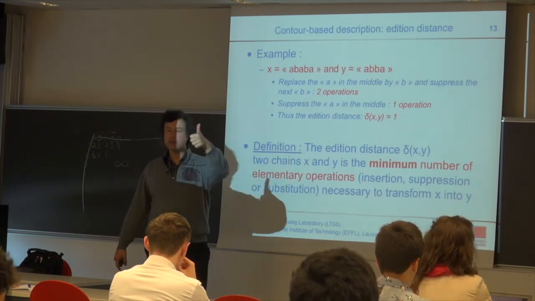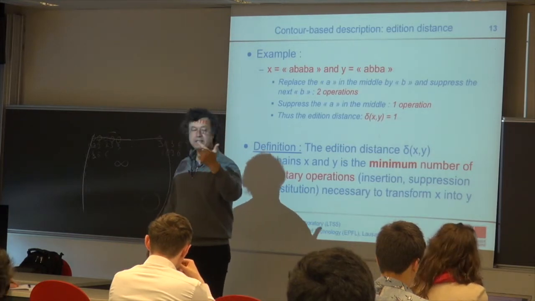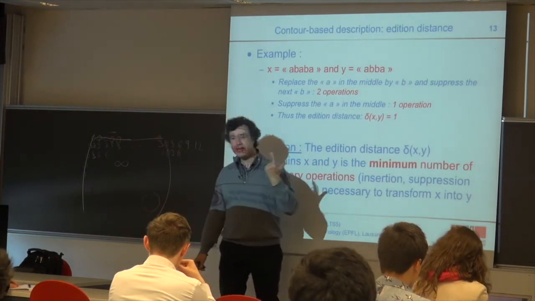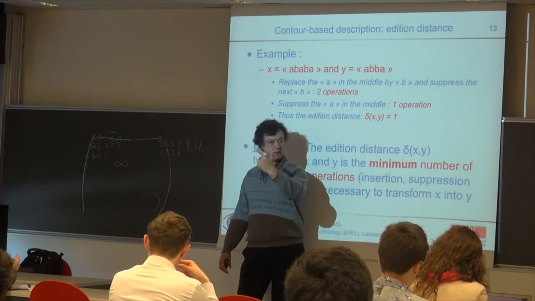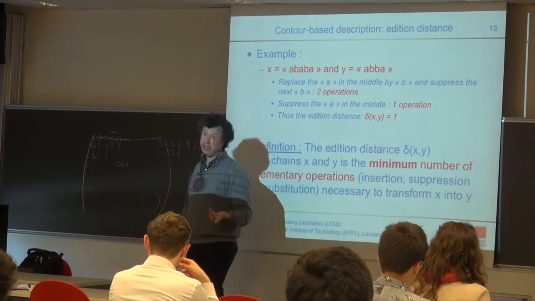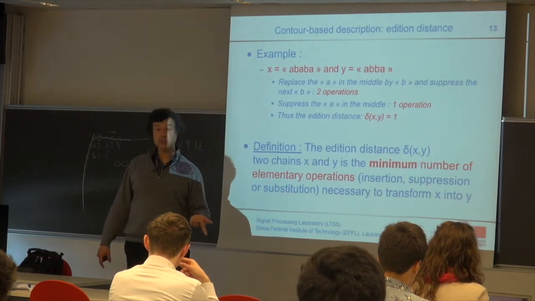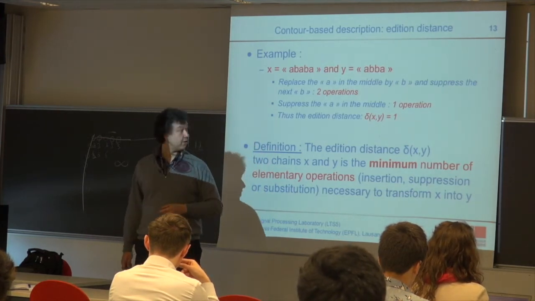I represent my object as a Freeman Code. I define my similarity as the edit distance that I will use to classify. Now I need an algorithm to calculate the edit distance effectively. Okay? So let's do it.